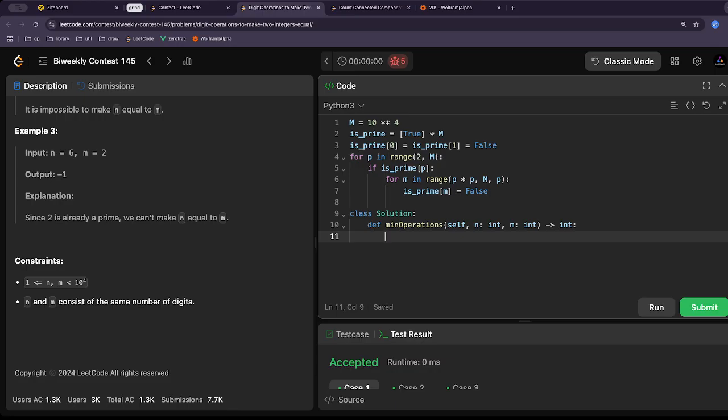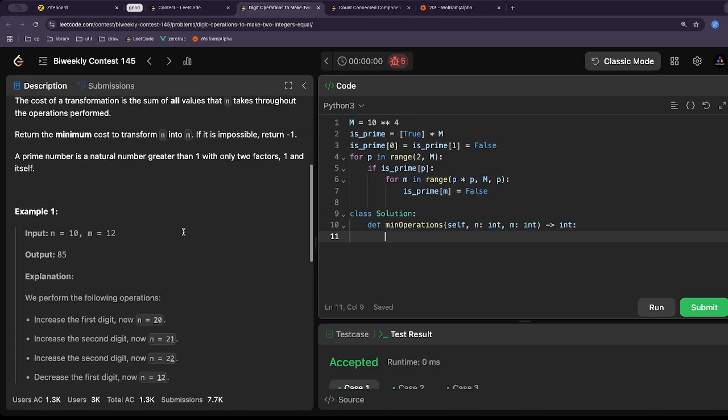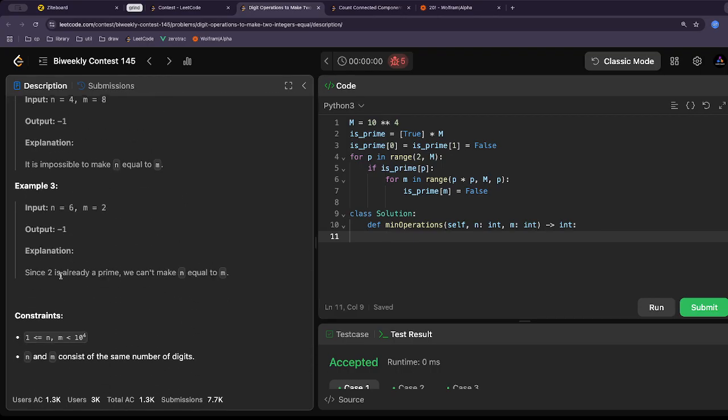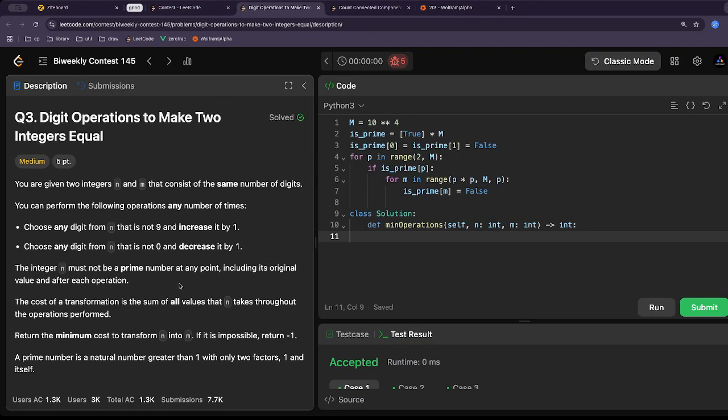Now we can ask whether a number is prime very quickly. There's a special case, and I think some people got tripped by this. Including its original value, they cannot be. So if n is prime, we return -1, just to make sure.